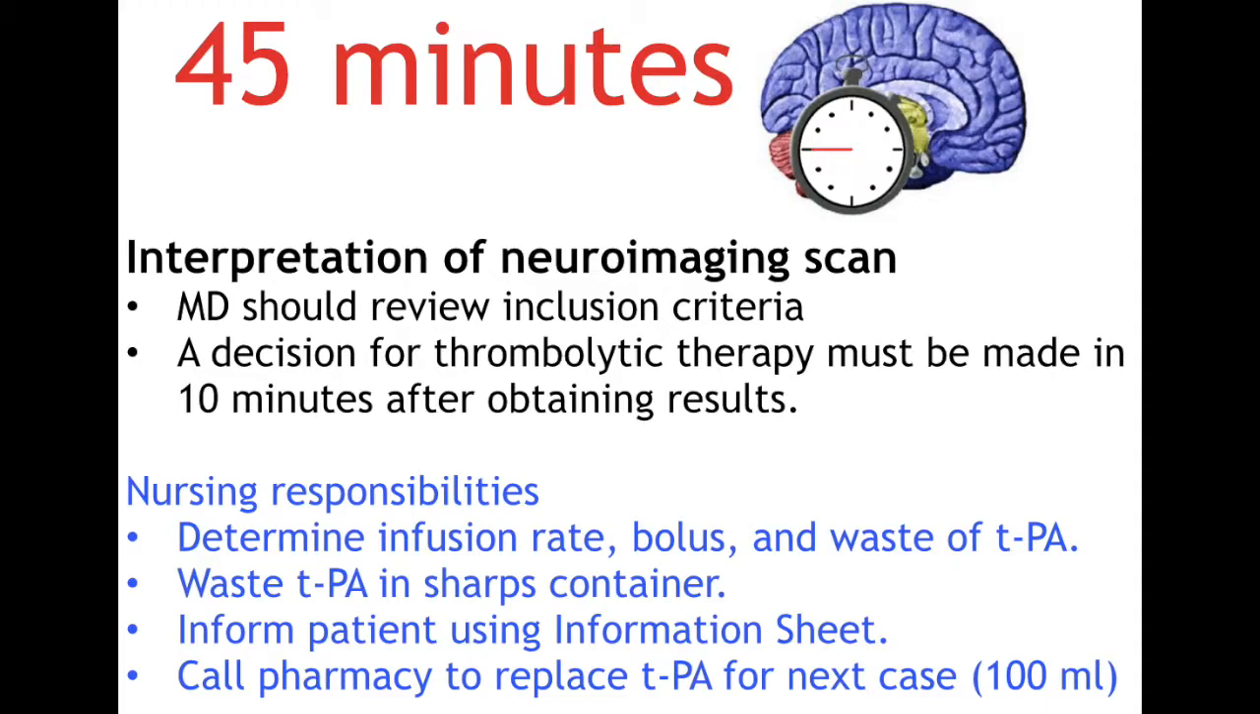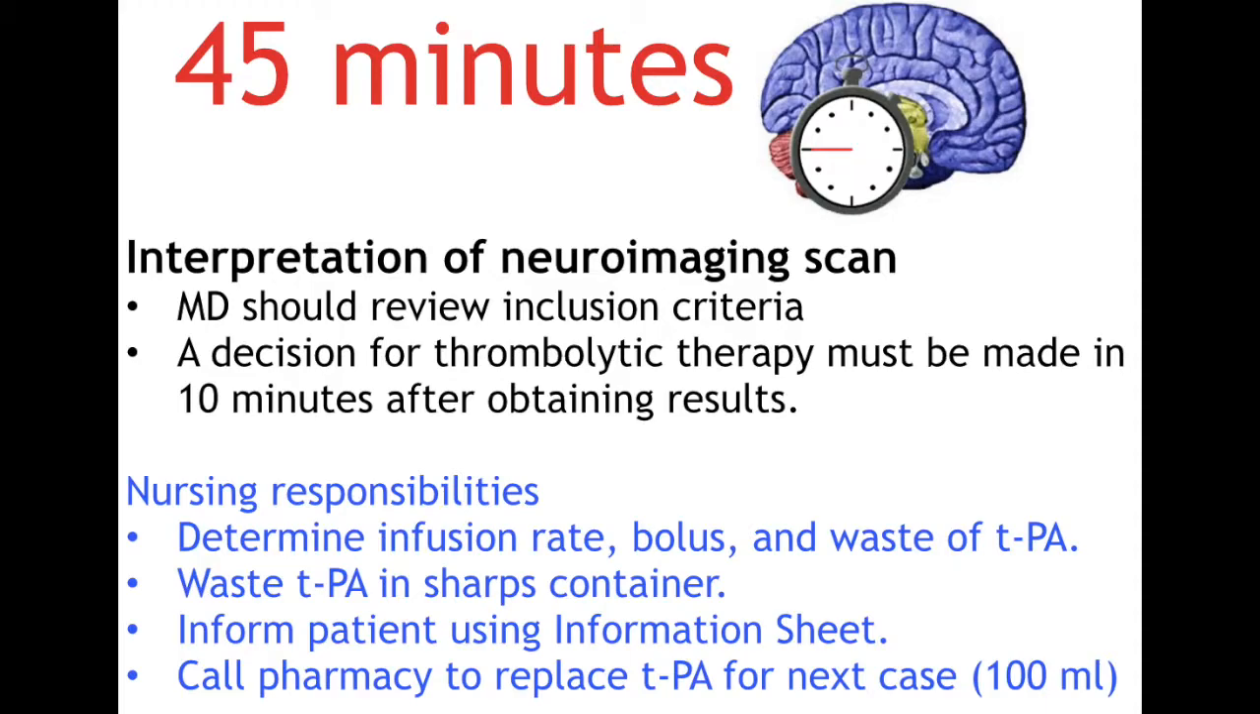So within 45 minutes, the expectation is that the MD should receive the results of the imaging scan, and then within 10 minutes of that, the decision should be made as to whether or not thrombolytic therapy is going to be used. So at this time, the MD in the ER, the neurologist, and the family or the patient need to make a decision.